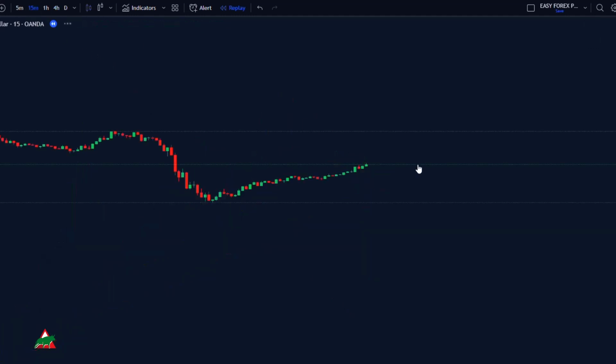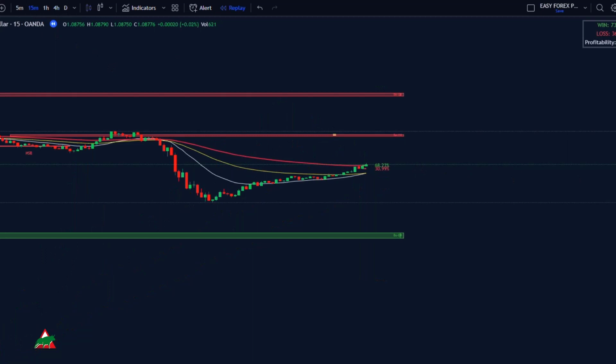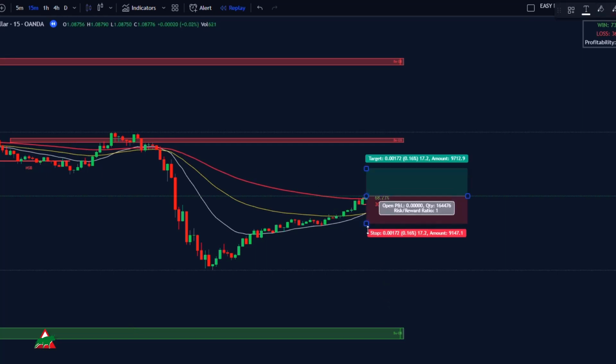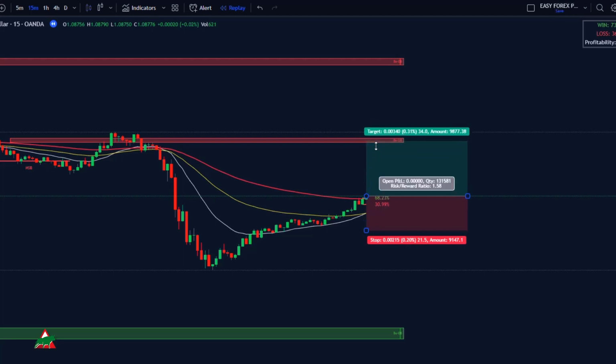So, let's switch to the 15-minute time frame. On the 15-minute time frame, we can see it has a 68% chance to go market price high. We can enter the position with a stop loss at the recent swing low and a take profit targeting a 2-to-1 risk to reward ratio.